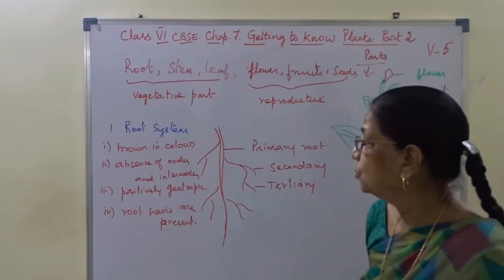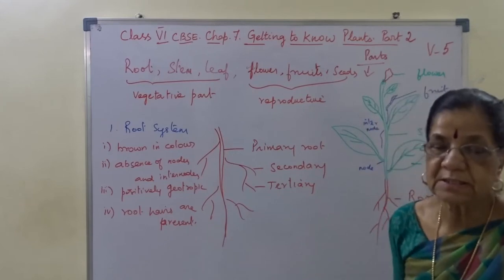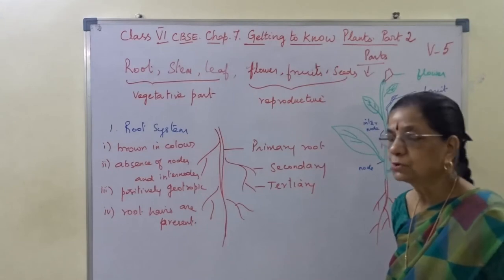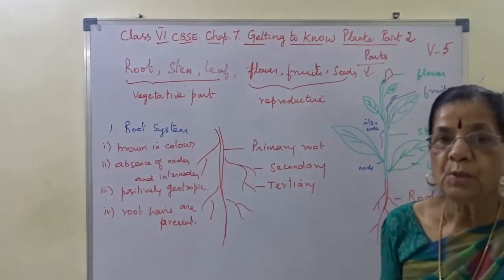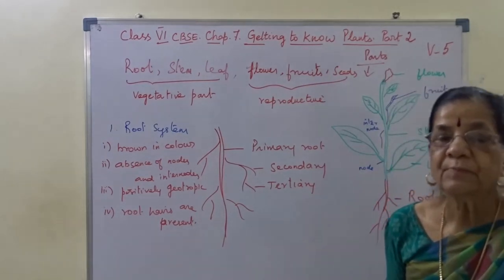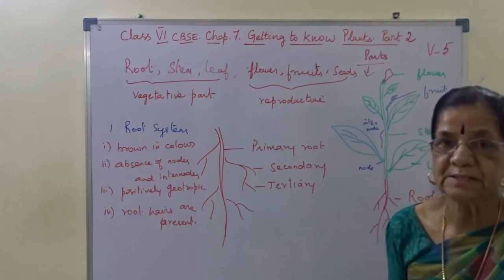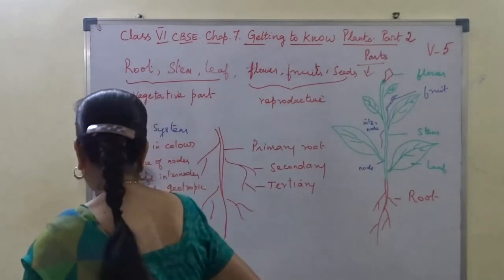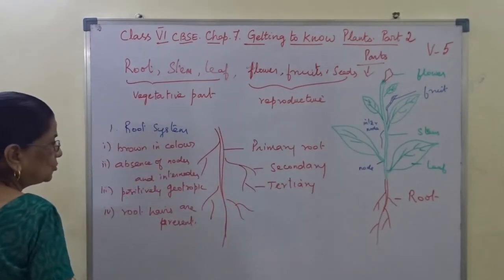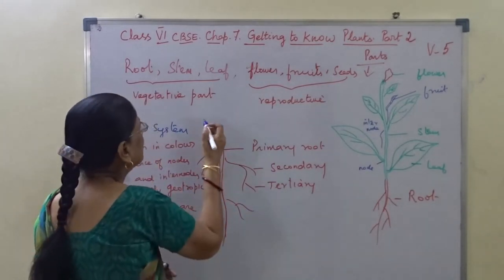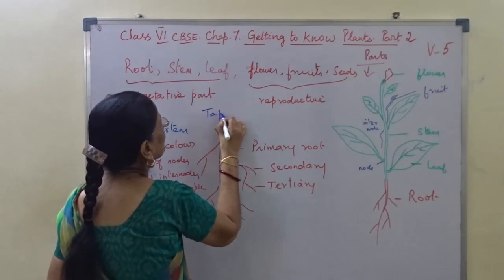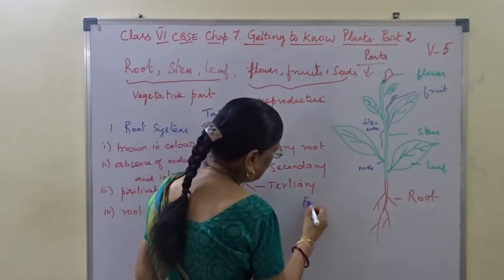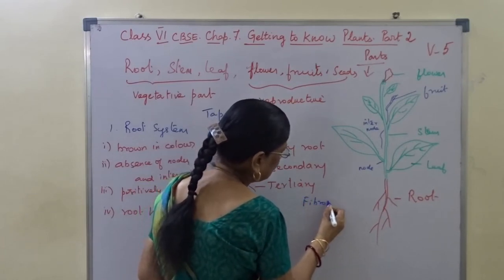So there are 4 characteristic features. What are they? Brown in color, absence of nodes and internodes, positively geotropic, and root hairs are present. And then this root system is divided into 2 types. One is the taproot system and another one is the fibrous root system.